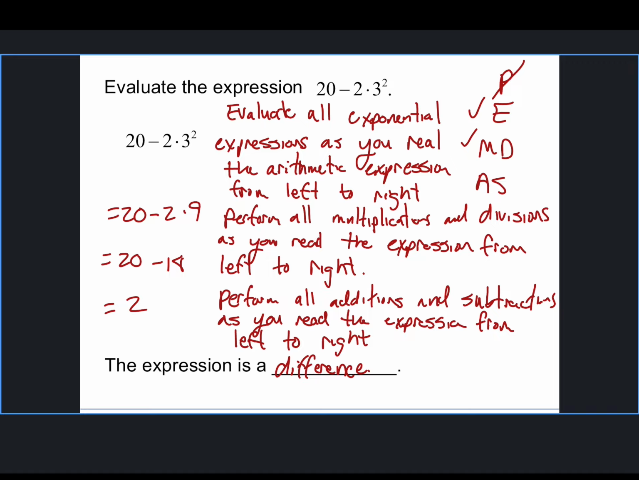Does anyone have any questions about how we do order of operations? Bless you. Are you allergic to math? We started doing order of operations and the sneezes come out. Any other thoughts on this problem?